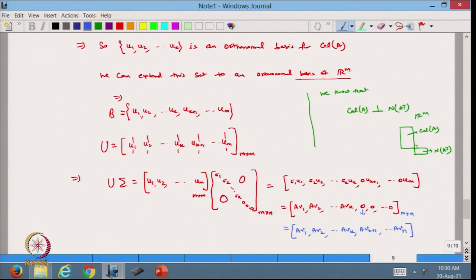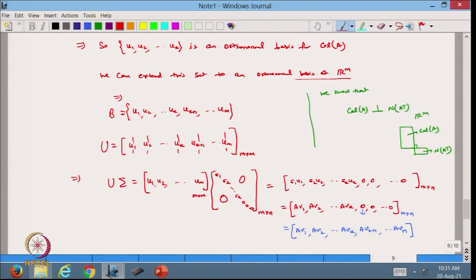So, this will go up to n. If you do this multiplication, you can see from here it is going up to n. I think I should take this equal to n. So, I can go up to 0. Maybe instead of writing it this way, I should write it like this: 0, 0, 0, and this is of the dimension m cross n.